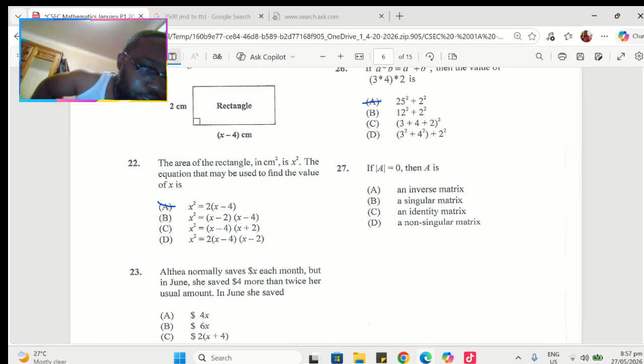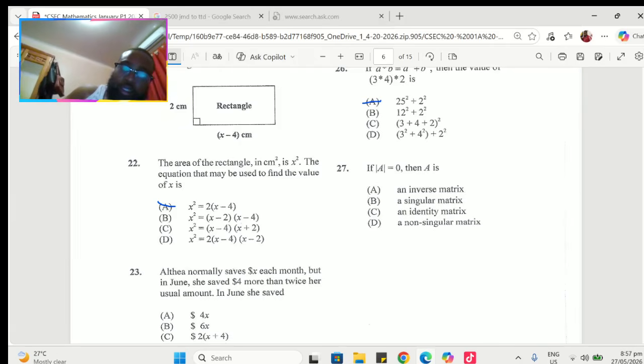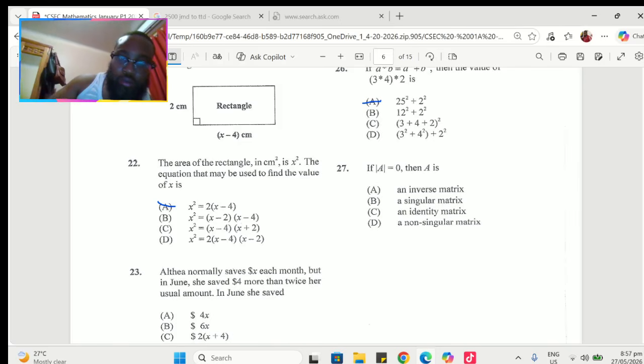Anybody could tell me what a singular matrix is? Right, it's a square matrix whose determinant is equal to 0. And since the determinant of A is 0, then it is a singular matrix.